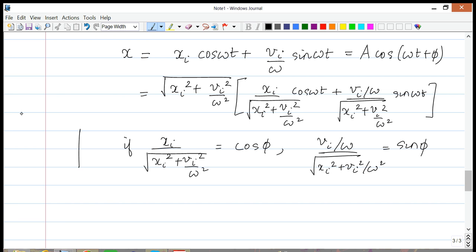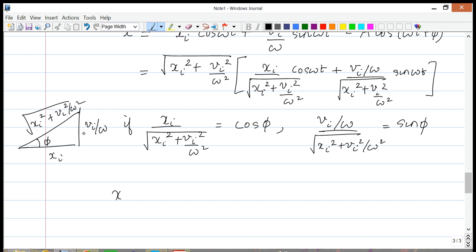Okay, and you can show all this by drawing a triangle here, where this angle is phi, this is xi, this is the adjacent, the opposite is vi over omega, and the hypotenuse is square root of xi square plus vi square over omega square. Okay, so we get all this, and so I can write x now is equal to square root of xi square plus vi square over omega square times cosine of omega t minus phi.